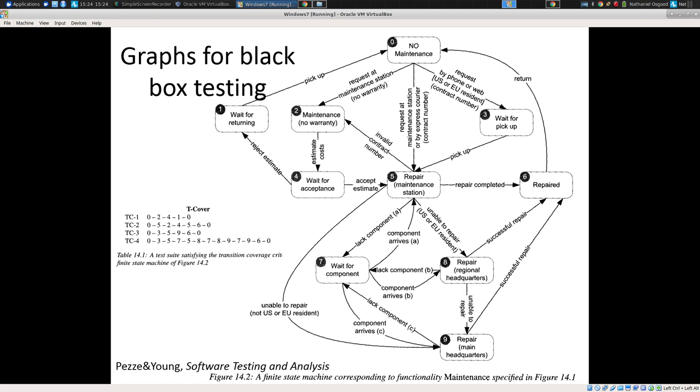Systems of all different sorts can be diagrammed in this way. And one of the advantages of diagramming them is you can recognize the opportunities to test more thoroughly. You can, in some sense, come up with guidance on where are the gaps in my testing and how could I test more thoroughly.